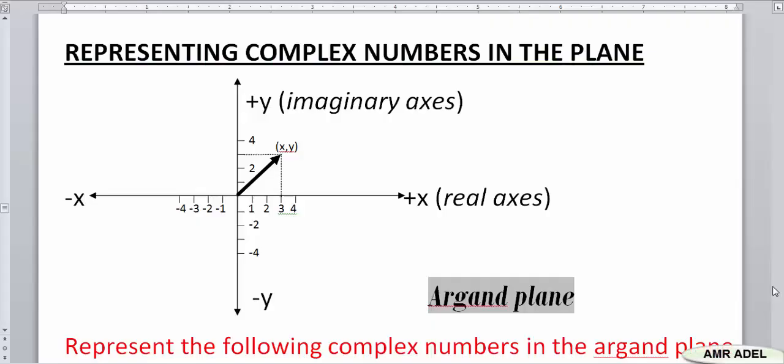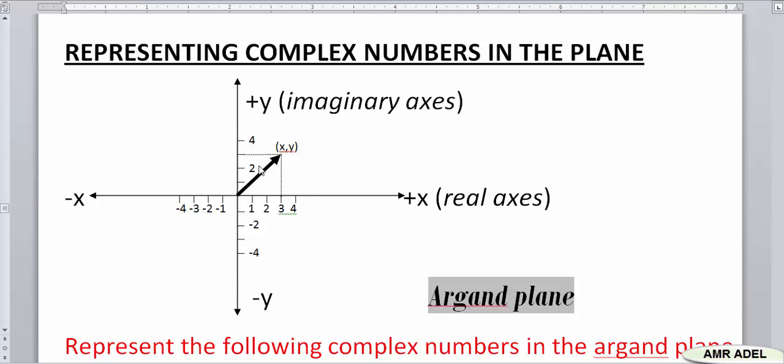Welcome everybody to the third lesson about representing the complex number in the plane, which is the Argand plane. The Argand plane is something like the x-axis and y-axis. The x-axis is for the real part and the y-axis is for the imaginary part.